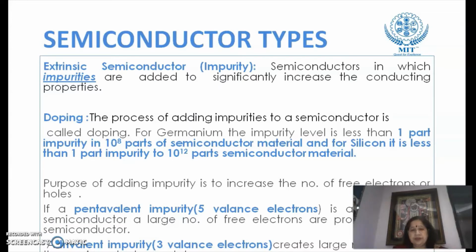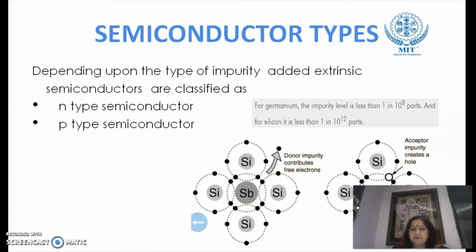Of course, the purpose of adding impurity is either to increase the number of free electrons or the number of holes. So depending upon the type of impurity, we will have two different types of semiconductors. If a pentavalent impurity, that is impurity which has 5 electrons in its outermost orbit, is added, then a large number of free electrons will be produced in the semiconductor. And if a trivalent impurity which has 3 electrons in its outermost orbit is added, it will create a p-type semiconductor.